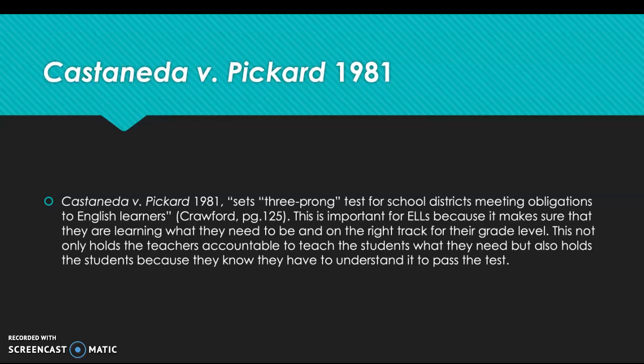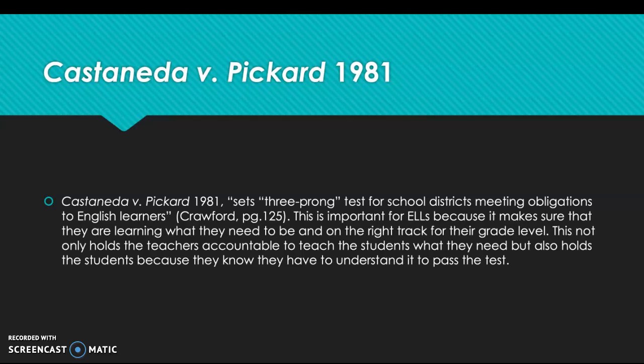The next one was Castañeda versus Pickard. This sets a three-pronged test for school districts meeting obligations to English learners. This is important for ELLs because it makes sure that they are learning what they need to be and on the right track for their grade level. This not only holds the teachers accountable to teach the students what they need, but also holds the students accountable because they know they have to understand it to officially pass the test.